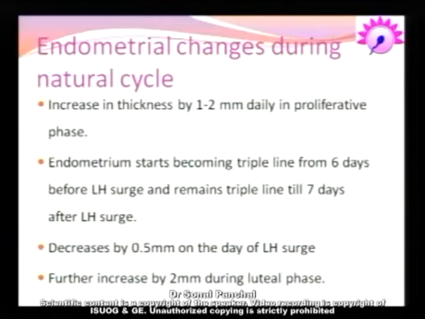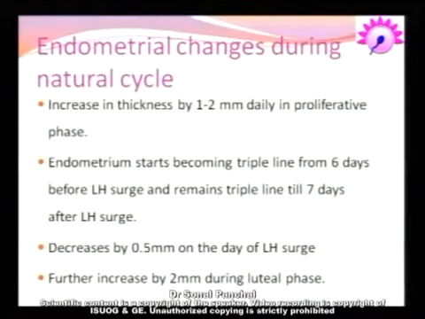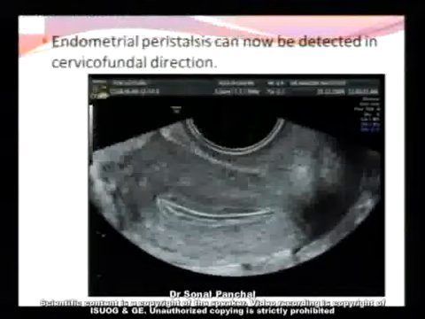During the natural cycle, there's an increase in the thickness of the endometrium of 1 to 2 millimeter daily during the proliferative phase. It starts becoming triple line 6 days before the LH surge. That means as soon as the dominance of the follicle is decided, the endometrium starts becoming triple line. And it remains so 7 days after the LH surge also. It decreases in thickness 0.5 mm on the day of LH surge. That is because of sudden fall in the estrogen level when the progesterone has still not reached its peak. And then there's a further increase of 2 millimeters during the luteal phase.